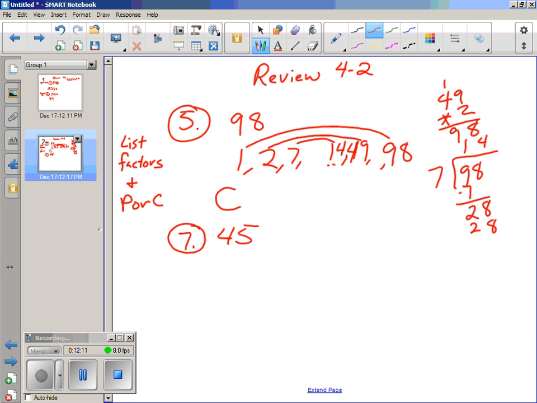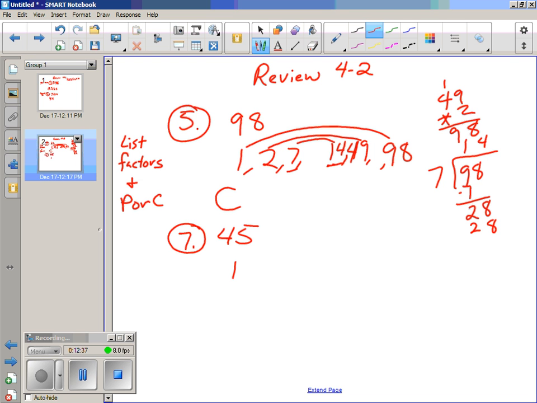How many kids got 98 right? If you didn't get it right, I'm guessing it's because you missed 7 and you missed 14. Is that right? No? I said if you didn't get it right, it's because you probably missed 7 times 14. Okay? All right, number 7 is 45.